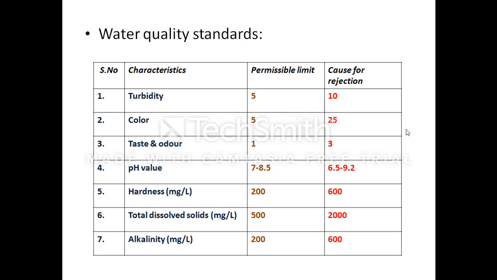Now, coming on to the water quality standards. The table gives the limits or standards for impurities in water. Now, first the turbidity. Its permissible limit is 5, and if the turbidity is greater than 10, it is to be rejected. Now the color, its permissible limit is 5, and cause for rejection is 25. The taste and odor of water sample, its permissible limit is 1, and its cause for rejection is 3. Now the pH value, it should be 7 to 8.5. And if it is less than 6.5 or greater than 9.2, it is to be rejected.